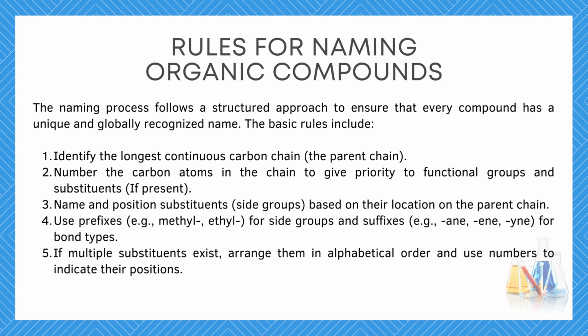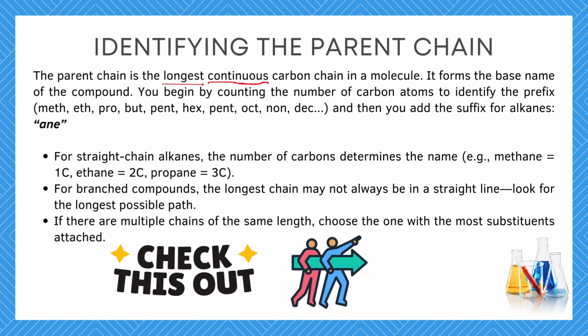And then the fifth rule is if multiple substituents exist, arrange them in alphabetical order and use numbers to indicate their position. Now, let's see how to identify the parent chain. The parent chain is the longest continuous carbon chain in a molecule. Take note of those two words, longest and continuous. It forms the base name of the compound.